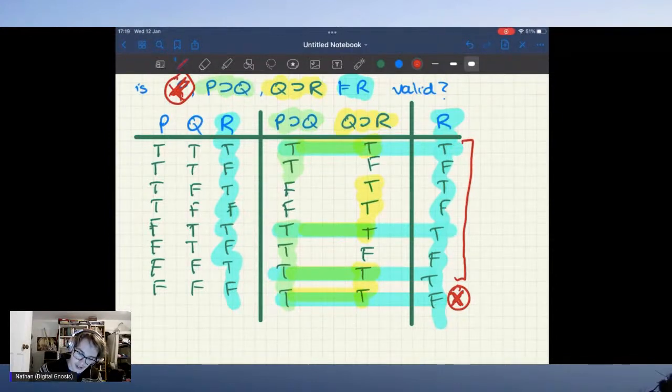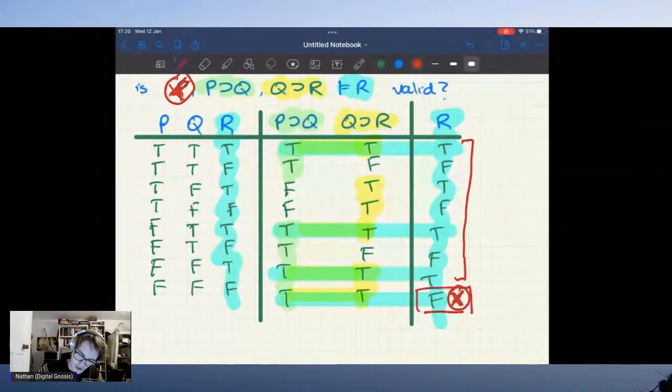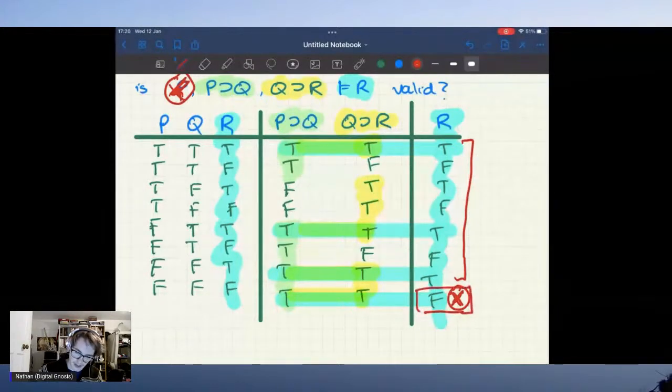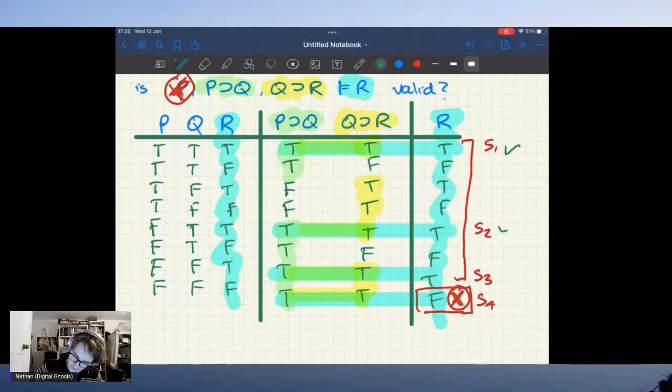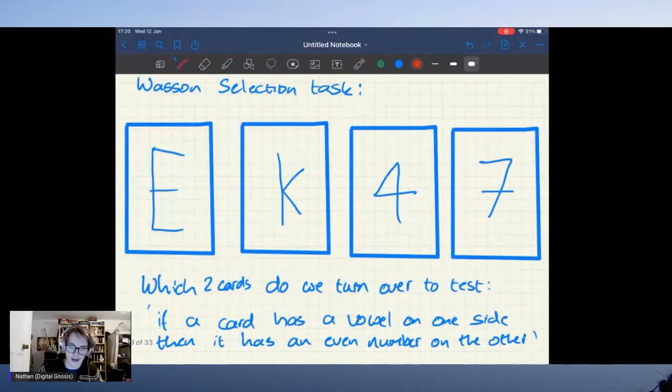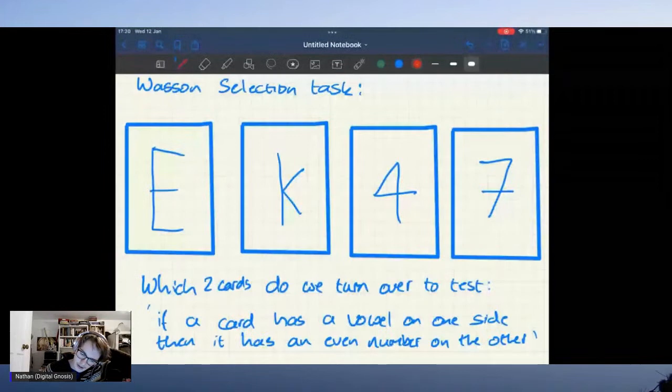So this isn't a valid inference, okay? Because it could be the case that P then Q is true, Q then R is true, but R comes out as false. And that is the case in this model. So hopefully you can see that. Even though in S1, S2, S3, they all come out as true, S4 doesn't.